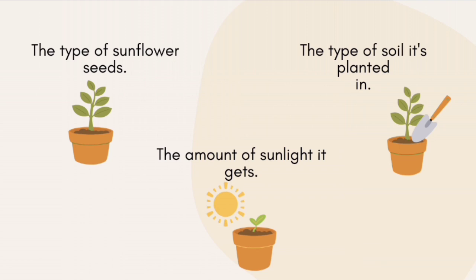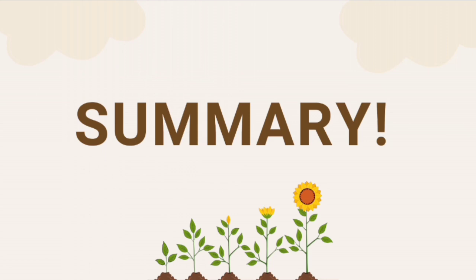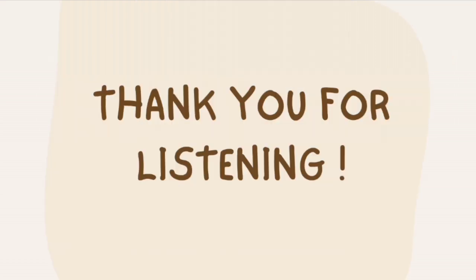If we don't control these factors, we can't be sure that differences in height are only due to the amount of water. So to recap, in our sunflower experiment, the amount of water is the independent variable, the height of the sunflower is our dependent variable, and things like the type of seeds, soil, and sunlight are our controlled variables.